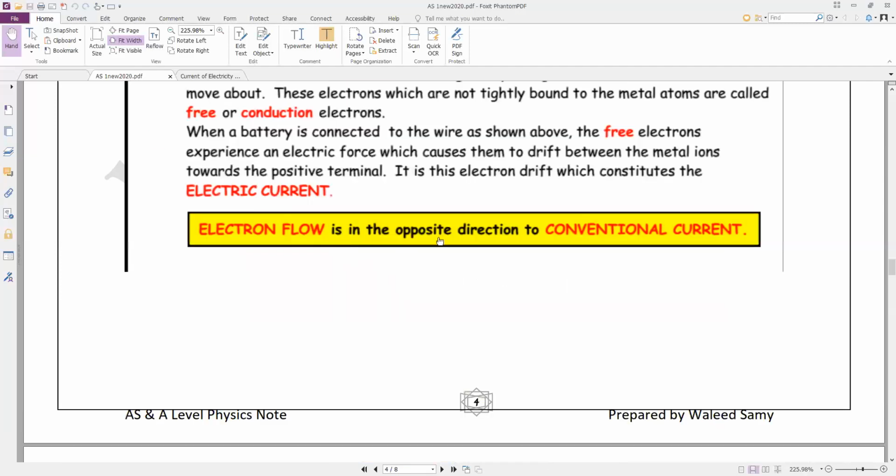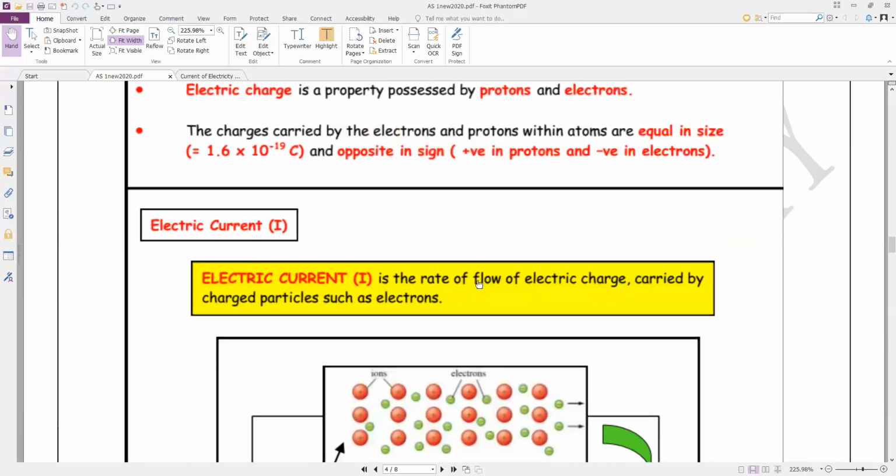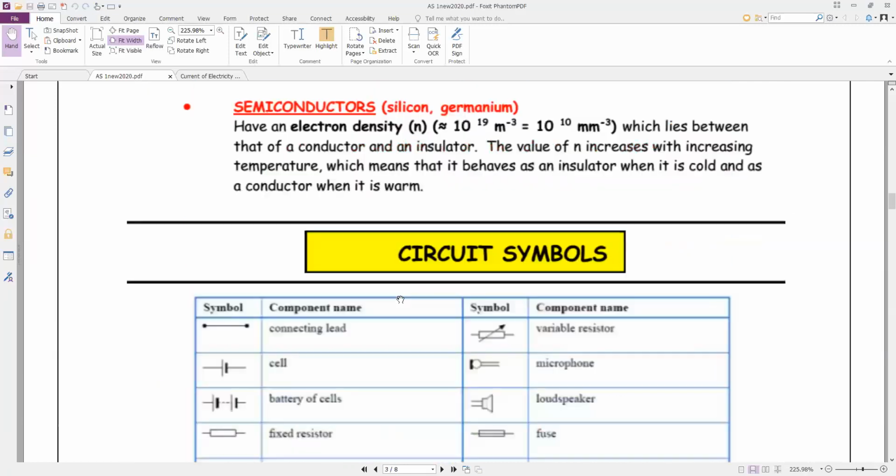This electron flow is in the opposite direction to the conventional current. What is the electric current? The rate of flow of electric charge carried by the charged particles such as the electrons. Okay, and that is all.